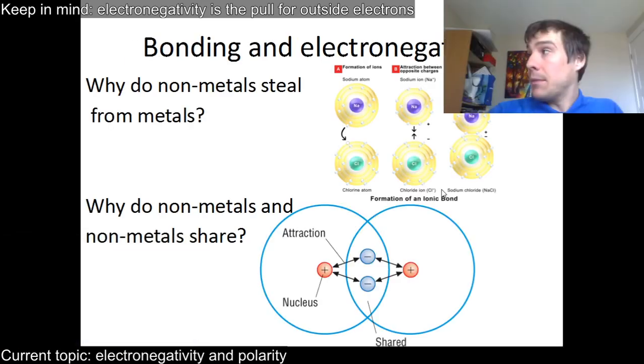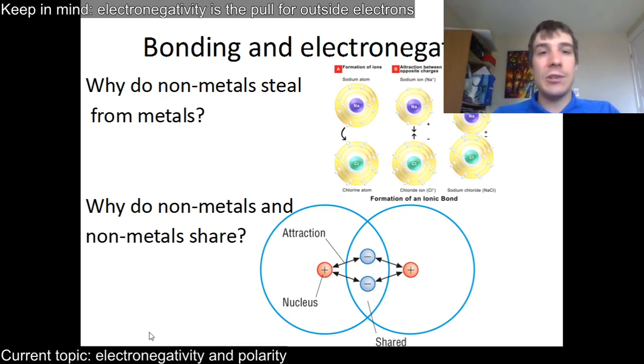So I'm going to bring my stuff back up here. So kind of the first question is, why do nonmetals steal from metals, and why do nonmetals and nonmetals share? There must be some kind of reasons, some kind of difference. Why do we even have this talk of metals and nonmetals in the first place? And as you can imagine, based on the current topic, electronegativity is going to enter into it.